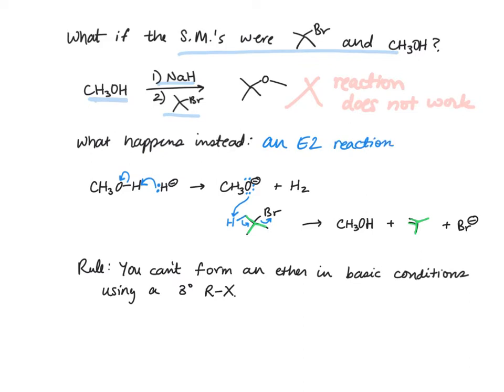This gives us a rule. You can't form an ether in basic conditions using a tertiary alkyl halide. And you can say because E2 will occur instead.